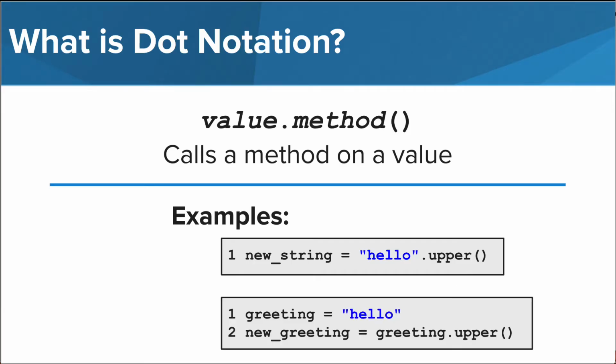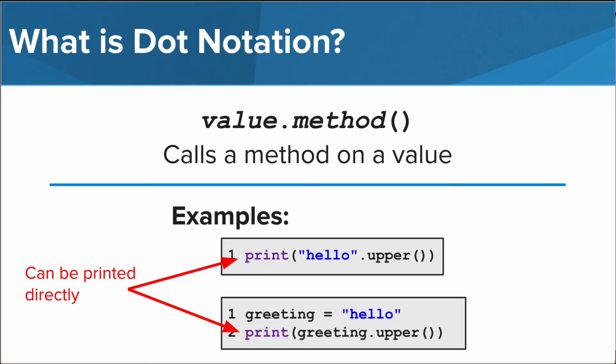We can also have this value of hello saved inside a variable called greeting, and then call the method on that variable name. Note that in this case, we are saving the updated version of that string, the string that results from calling that method, in a new variable. We don't have to save it inside a variable though. We could also just directly print the result once the method is called. These are both good options depending on what we want to do with that string in the future.